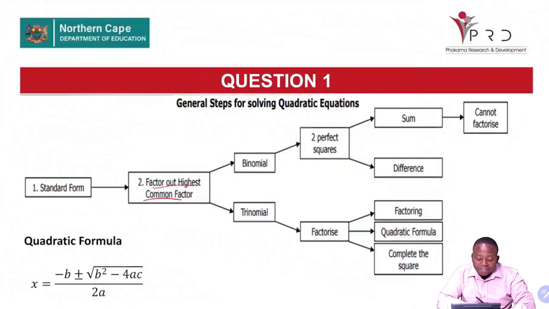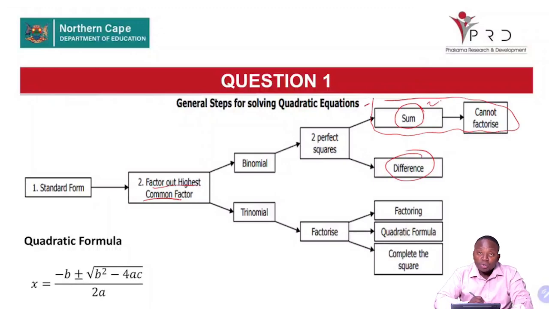Now we check, after factoring out the highest common factor, do we have a binomial or a trinomial? When you have a binomial, we can check if we have two perfect squares, and we'll use the sum or the difference of two perfect squares. And if it's a sum of two perfect squares, it cannot be factorized. So that one you should take note of. Right, we proceed. If it's a trinomial, we'll factorize. The factorization is by factoring.